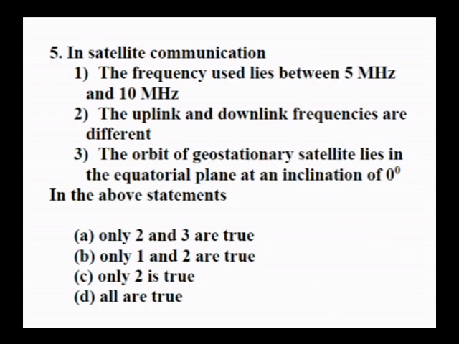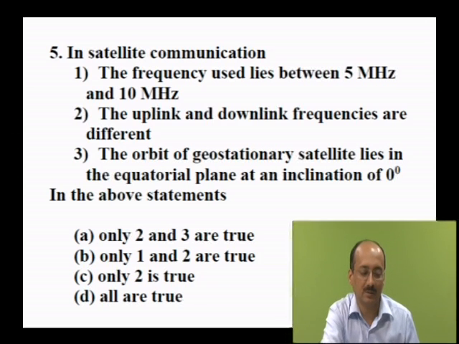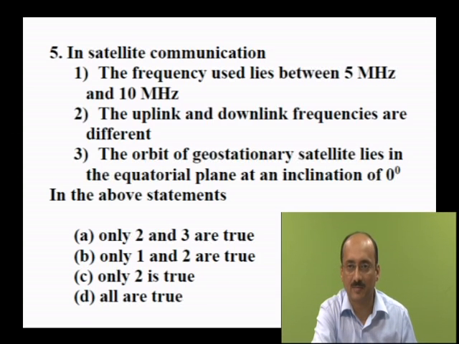In satellite communication, the frequency used lies between 5 megahertz and 10 megahertz. The uplink and downlink frequencies are different. The orbit of a geostationary satellite lies in the equatorial plane at an inclination of 0 degree. They are asking which of these statements is true. The frequency used lies between 5 megahertz to 10 megahertz, they have given. This generally will be for sky wave propagation. For satellite it will be much higher. So naturally the first one is not okay.